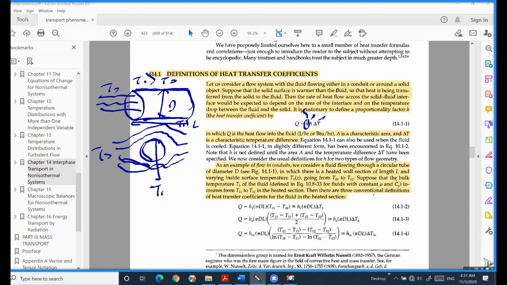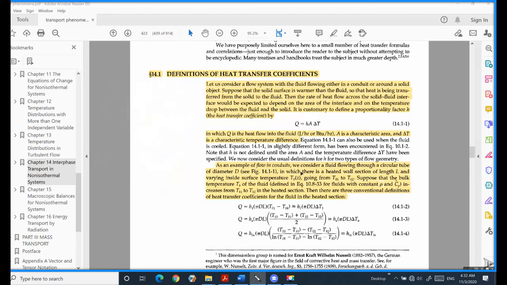Then there are three conventional definitions of the heat transfer coefficient for the fluid in the heated section. The first one we can write by this formula. The second one is written this way. The third one is written by this formula from here.